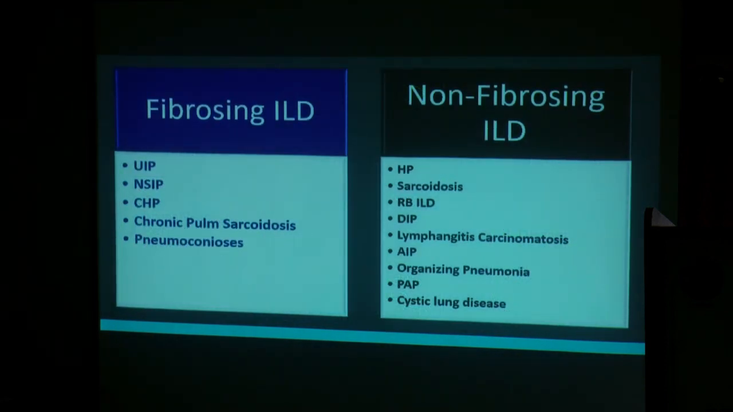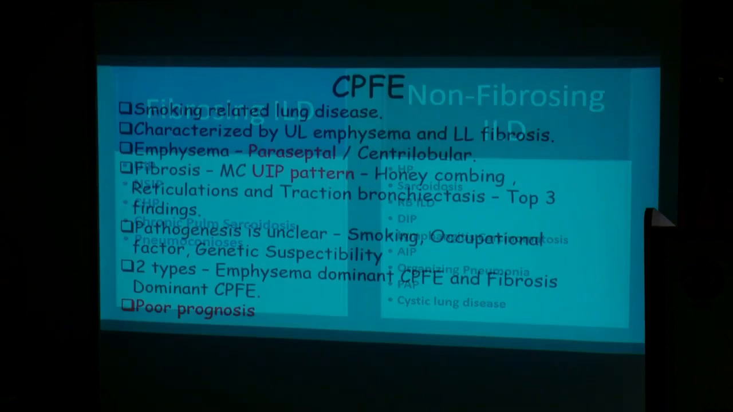So these 8 findings will point towards the diagnosis of ILD. Now these are the common ones: when you see honeycombing, traction bronchiectasis, reticulation, you are pretty sure it is fibrosing ILD. Those fibrosing ILDs will fall into any one of these patterns: UIP pattern, NSIP or chronic hypersensitivity pneumonitis, pneumoconiosis or chronic pulmonary sarcoidosis. Acute hypersensitivity pneumonitis, sarcoidosis, and respiratory bronchiolitis related ILD are all non-fibrosing ILDs. But this is not a dictum. Over the course, these non-fibrosing ILDs may become fibrosing ILDs.